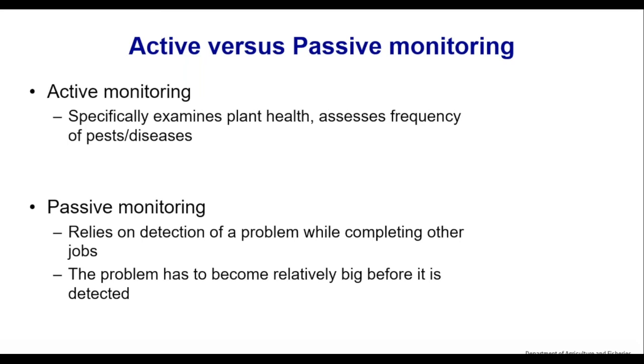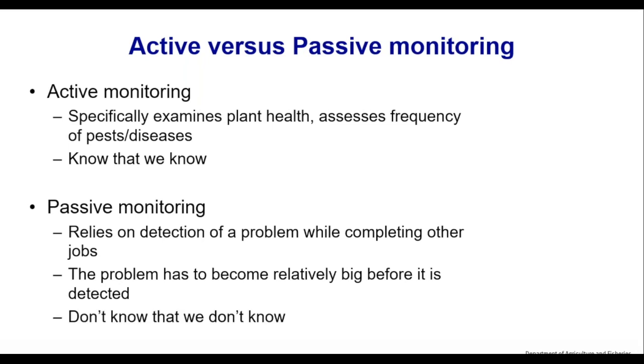But relying on passive monitoring can lead to greater pest populations. It's harder to find low-level populations. So if we think back to our thought exercise, the active monitoring is known knowns. It's going out there and making sure that we know, whereas the passive monitoring has a general framework of unknown unknowns, and it's a discovery until it becomes so big that you can't possibly miss it.